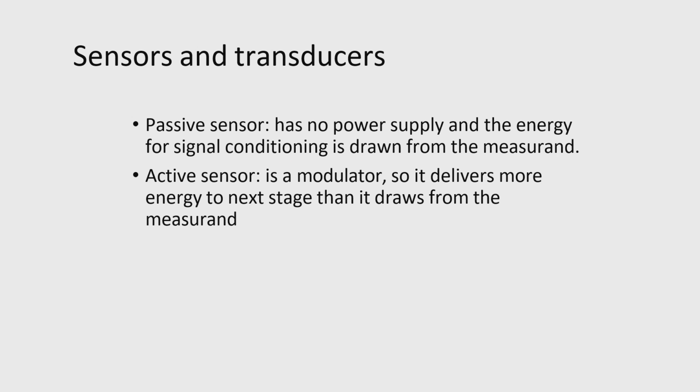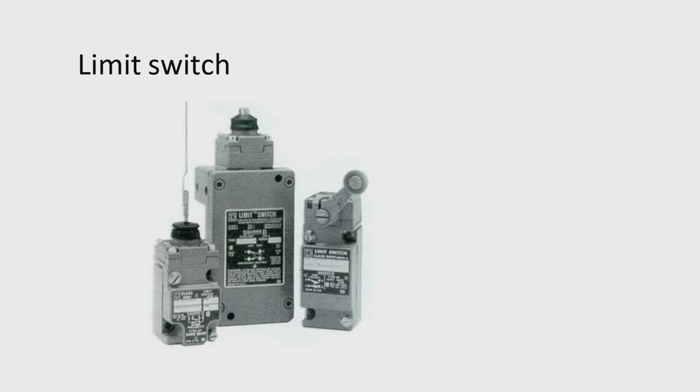So we have a passive sensor, which has no power supply, and the energy for signal conditioning is drawn from the measurand, that means the thing which is being measured. And an active sensor is a modulator, so it delivers more energy to the next stage than it draws from the measurand. We can have some examples of sensors. This is a limit switch. Suppose some cylinder is moving and touches here, then this lever will be activated. This is a small roller, and if something hits it, naturally this lever gets actuated and then the switch is closed or opened.